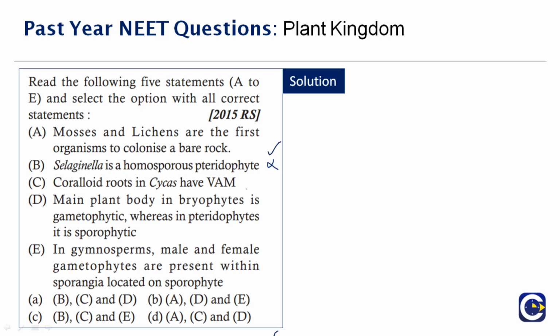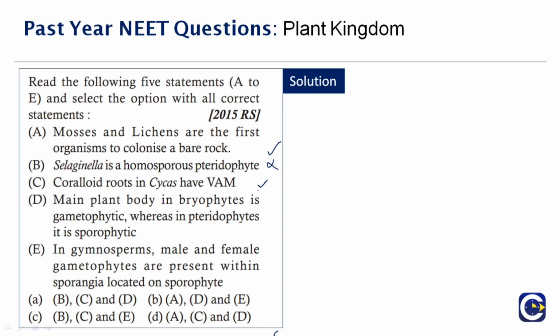Option C. Coronoid roots in Cycas have VAM. Yes, that's also right. No, coronoid roots in Cycas have VAM. No, I don't think so. I'll tell you what VAM is. Okay, look at D now.